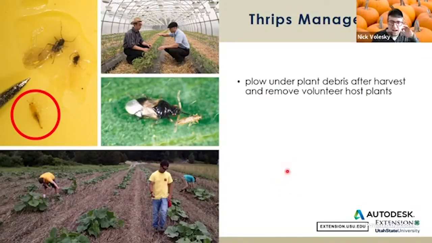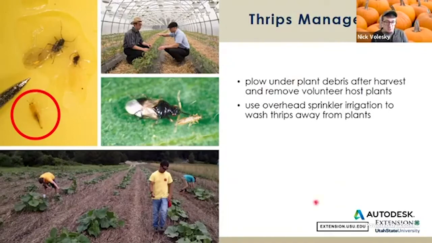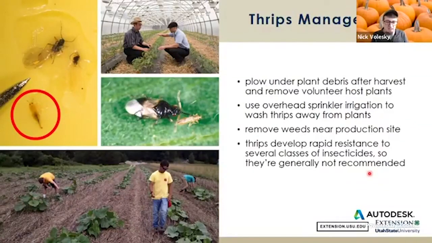Some growers will plow underneath plant debris after harvest and then remove volunteer host plants. Some growers like to use overhead sprinklers because that water will wash away any thrip populations. And then of course, these growers here are using a straw mulch in their high tunnel and out in their field. That helps reduce thrips population. And there are also natural enemies. So here's a picture of a minute pirate bug eating a thrip. Anything you can do to encourage natural enemies is helpful. And then thrips have rapid resistance to different insecticides, so we generally don't recommend them.